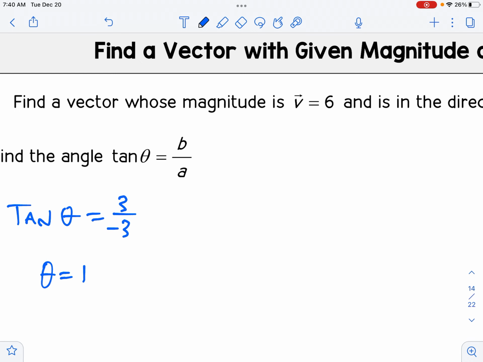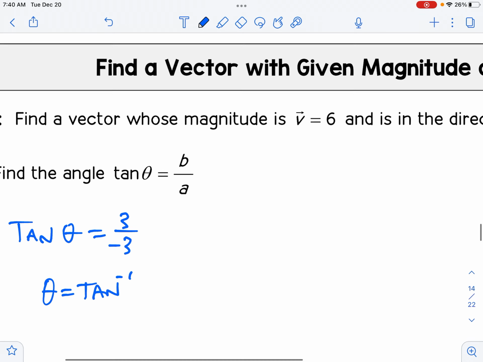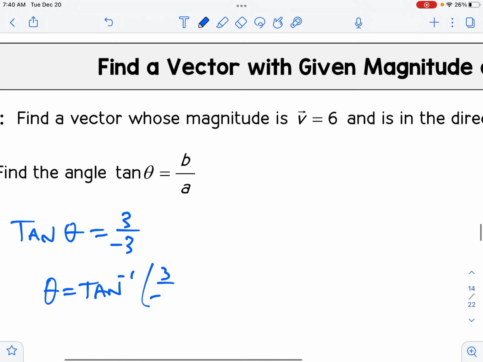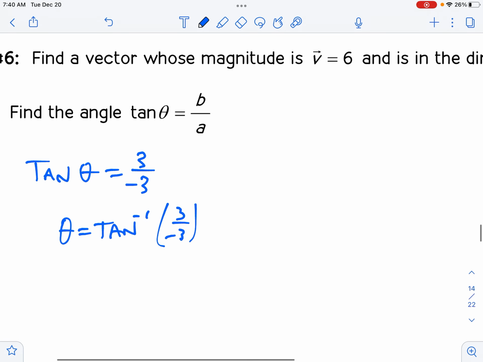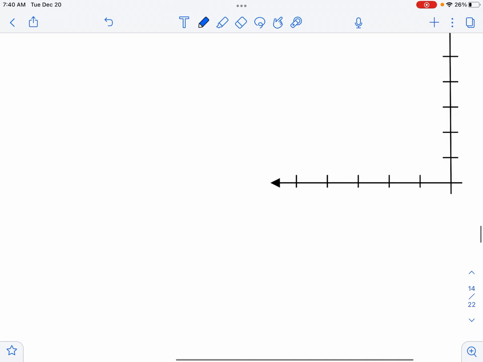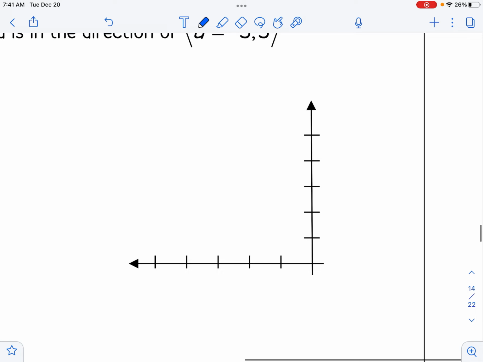So if I do inverse tangent again, that's going to give me the angle of my vector, which in this case ends up being 135. Okay, so that puts me in the second quadrant. All right, 135. Remember that's the angle from the positive x-axis.